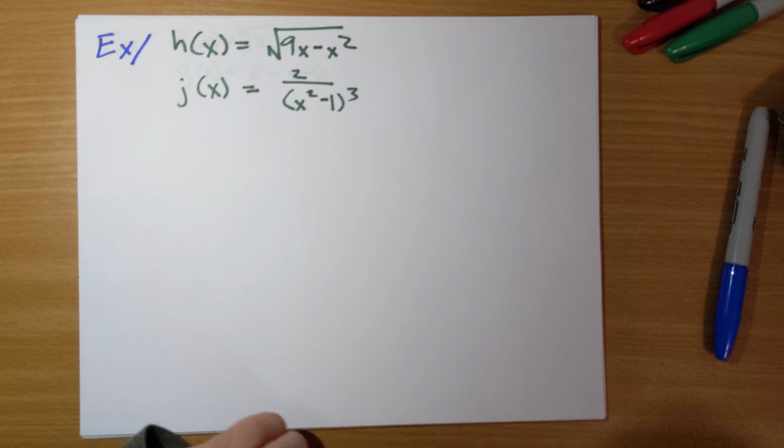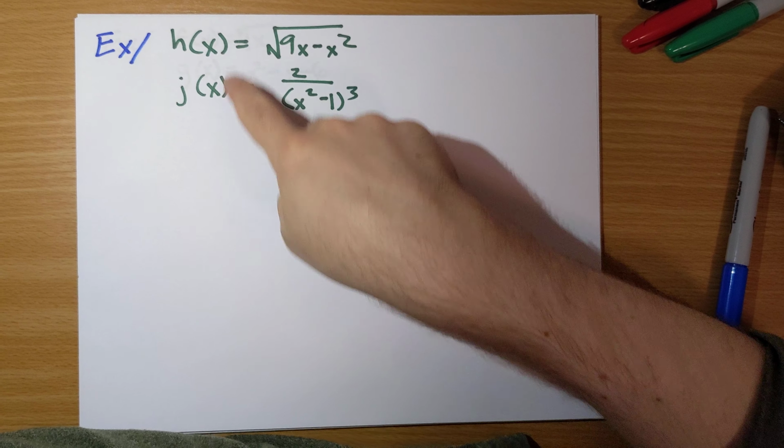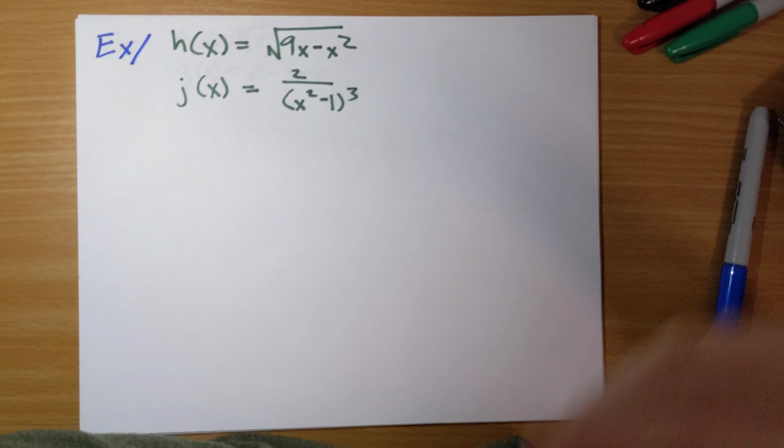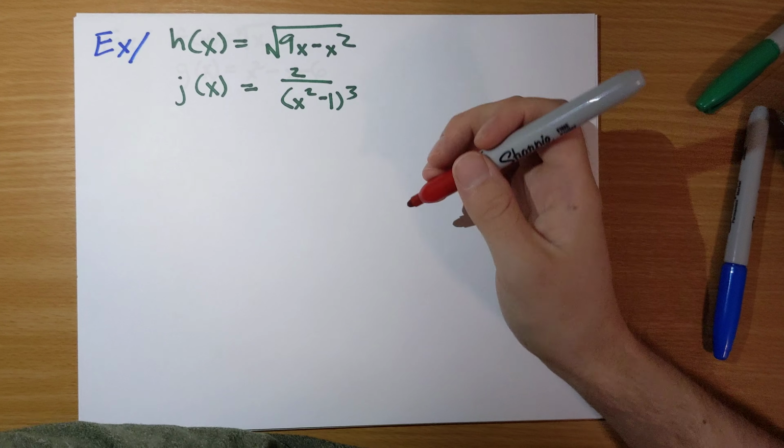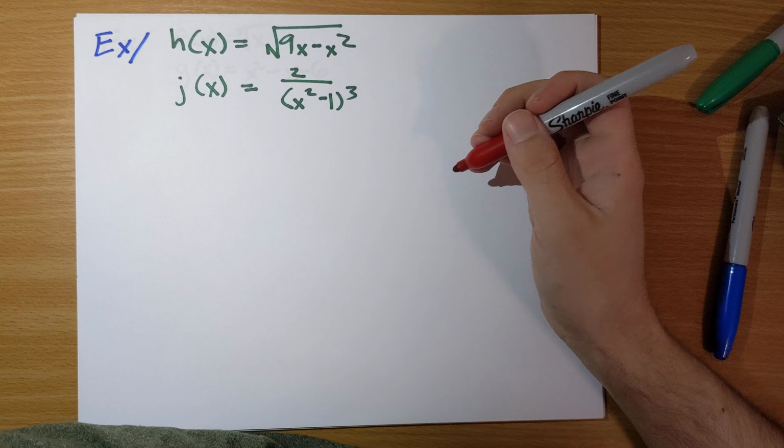Continuing our discussion of composite functions, here are two more functions, h of x and g of x. I haven't told you what to do here. h of x is the square root of 9x minus x squared, and g of x is 2 over x squared minus 1, all of that cubed. The task here is to write these as composite functions in a natural way. So what's going on here?